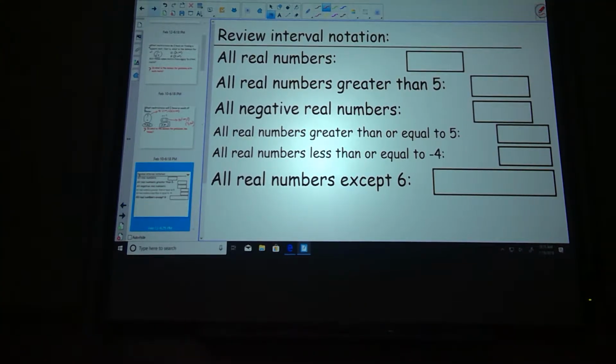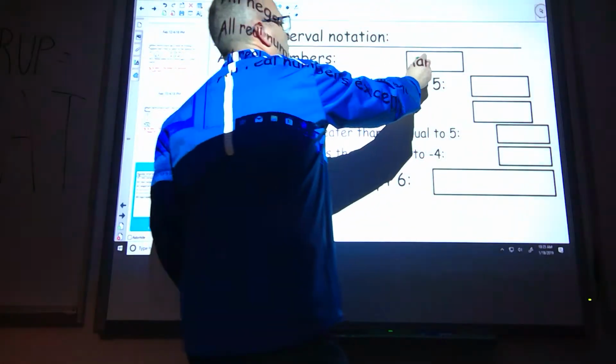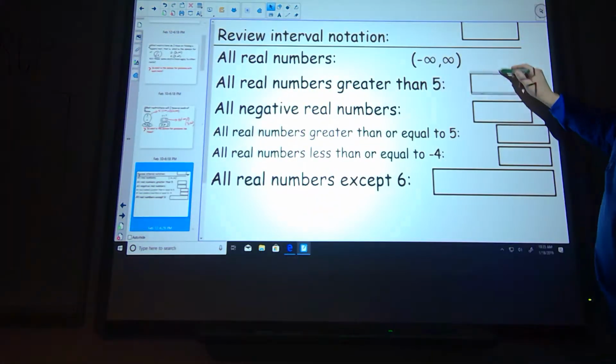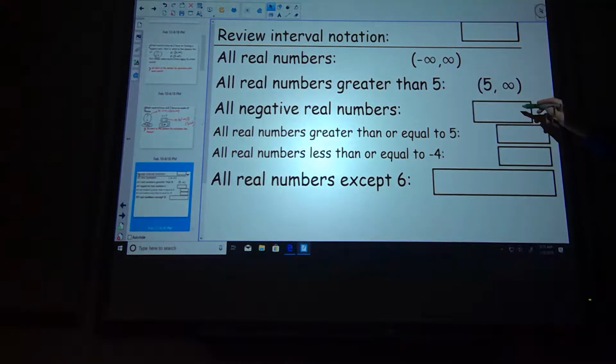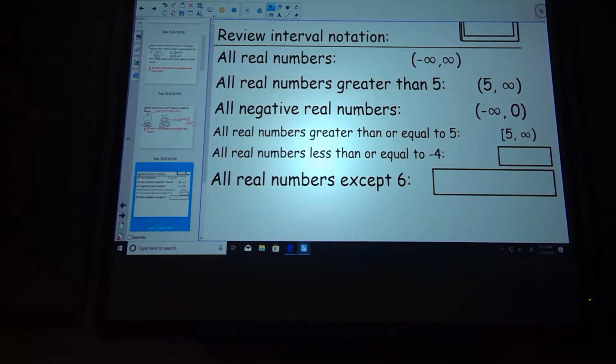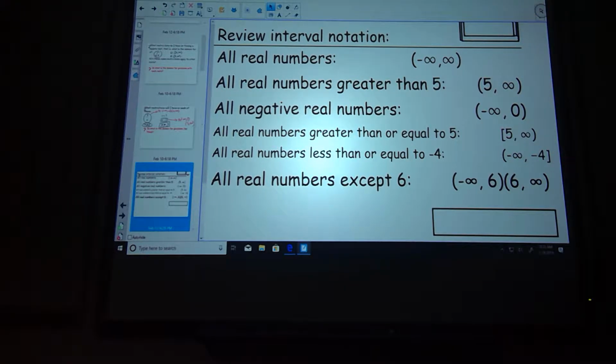All right, these are boxes I'm going to move. Okay, all real numbers. All real numbers greater than 5. These are just examples. All negative real numbers. All real numbers greater than or equal to 5, square bracket. All real numbers less than or equal to 4. And all real numbers except for 6. Okay, and that's basically what we had done on that last one.